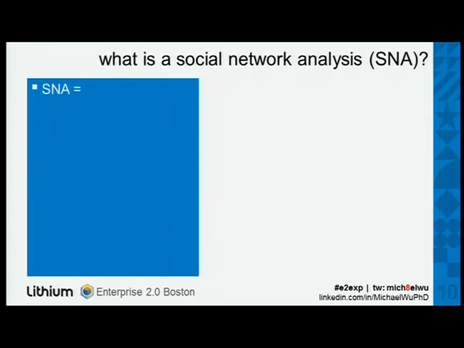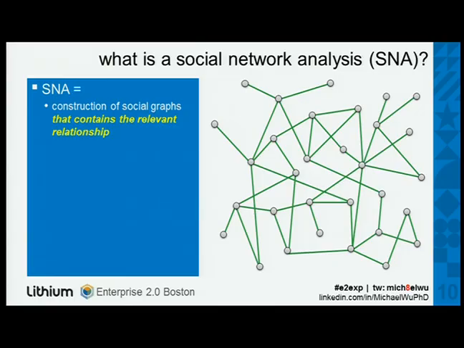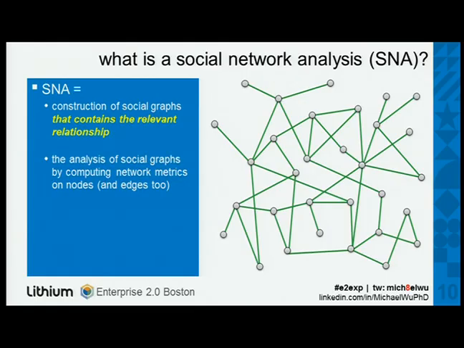All right, so now, what is social network analysis? Basically, it's 3 steps. First is you construct the social graph that contains the relevant relationship that you care about. That's the first step. LinkedIn has this really nice InMap application. It's basically network mapping, but that's just the first step. What they didn't do is the second step. The second step is basically the analysis of this graph by computing network metrics on these nodes.